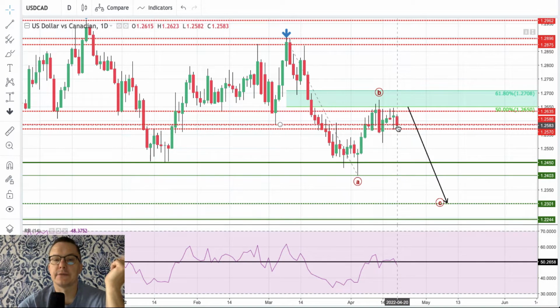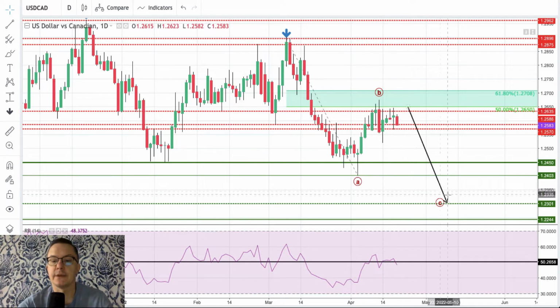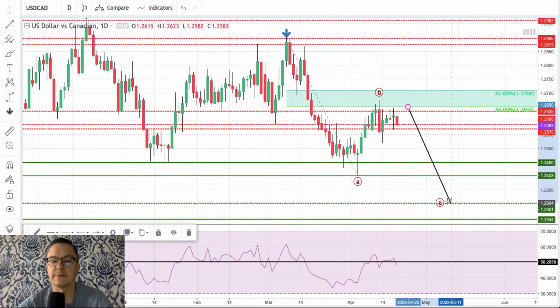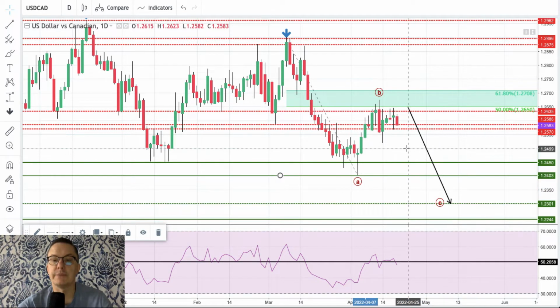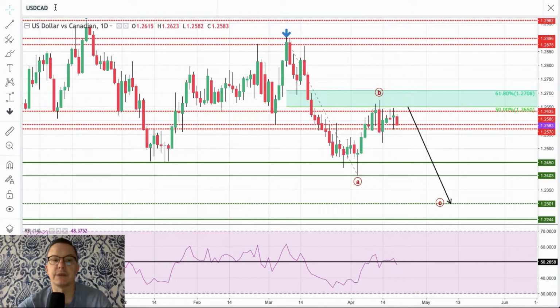However, the red candle for today, the daily candle, hasn't been finished yet, so we need to wait for the daily candle to close. However, this looks like a wave C continuation to the downside, so we should continue to keep an eye on this pattern on the US dollar to the Canadian dollar. Not much happened here.